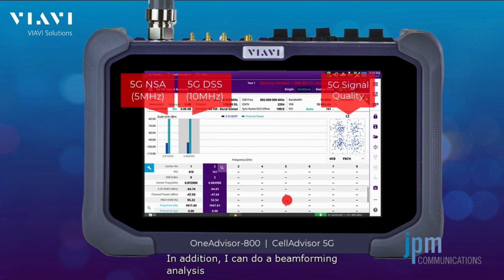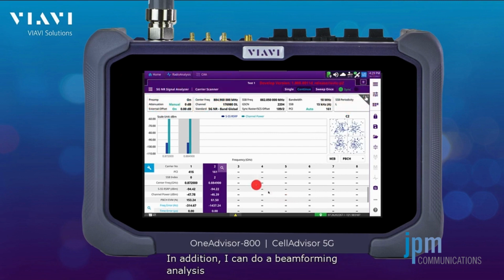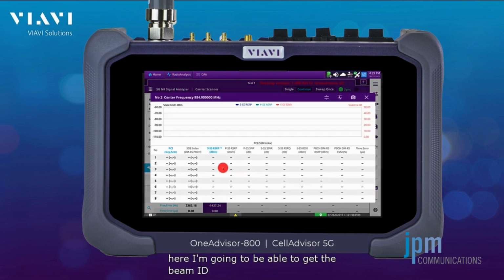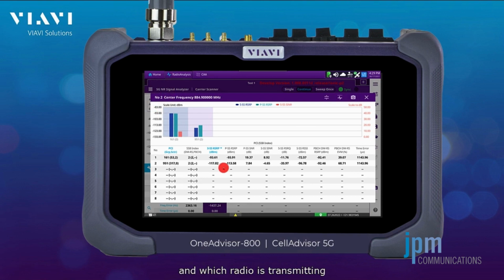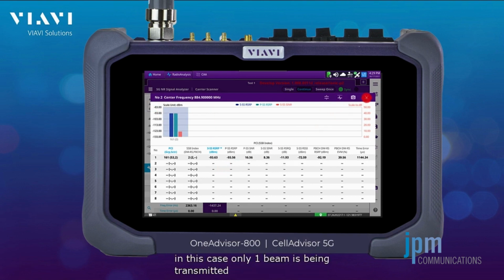In addition, I can do a beamforming analysis. Here I'm going to be able to get the beam ID as well as the cell ID, so I know how many beams and which radio is transmitting. In this case, only one beam is being transmitted.